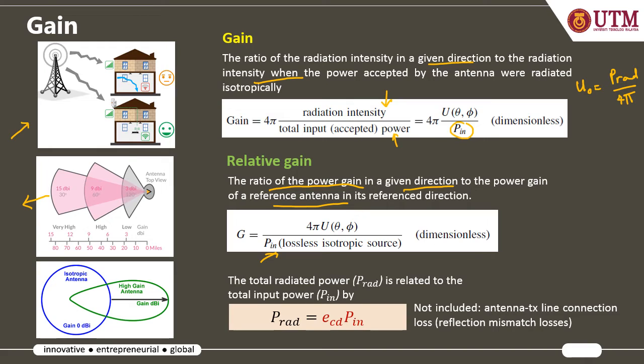And the total power radiated is different from the input power, in which the radiated power is equal to ECD multiplied by P in. So ECD is the radiation efficiency of the antenna. In this equation, the antenna transmission line connection loss, or the reflection mismatch loss, ER, is not included.